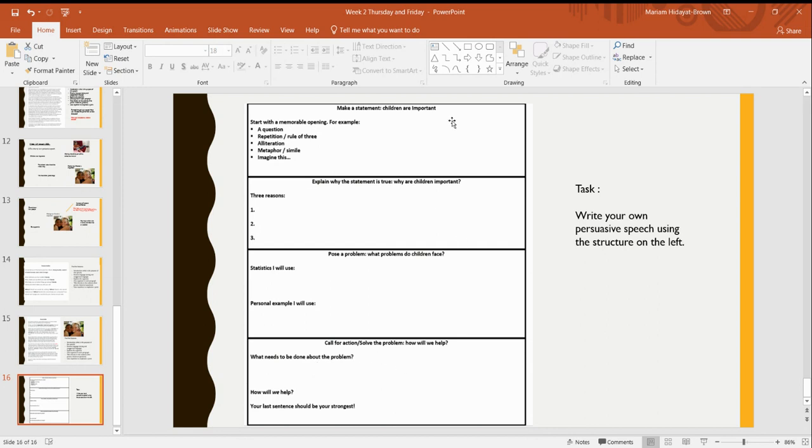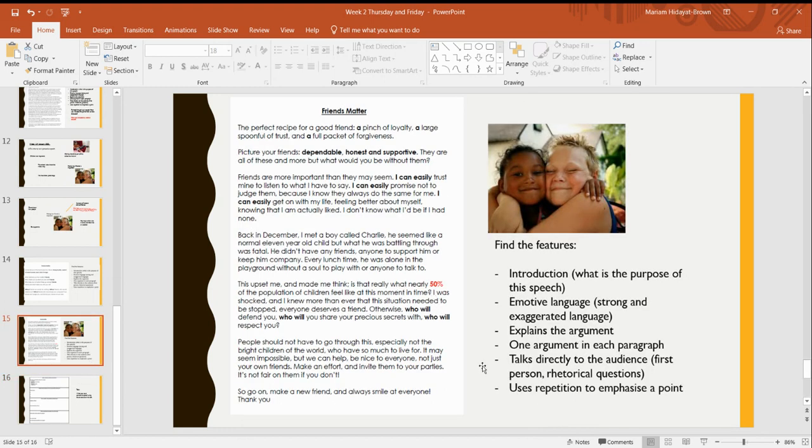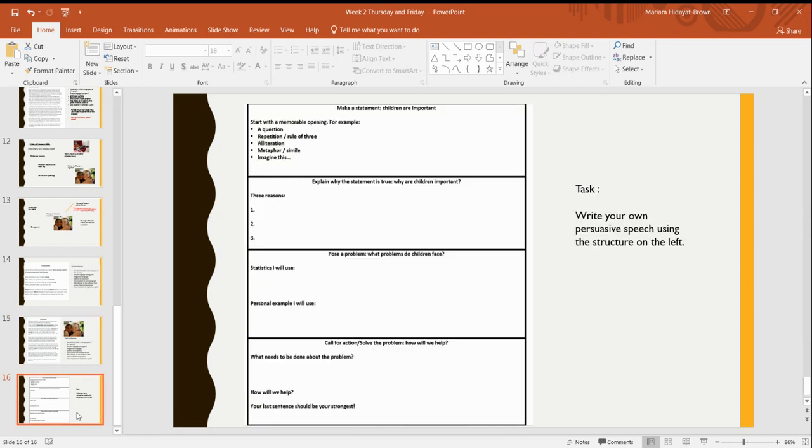So I'm going to upload this on to your team. So you need to make sure that you're using this structure. And it's exactly the sort of structure that we used yesterday as well. And once you have done that, you can start to write your speech, and you can use the features that we discussed yesterday as well. Okay, so your task for today, Year Fives, is once you have planned your speech, to write it using this structure. So your task today will be to write your own persuasive speech about a topic that you are personally interested in. And I really look forward to reading your speeches.